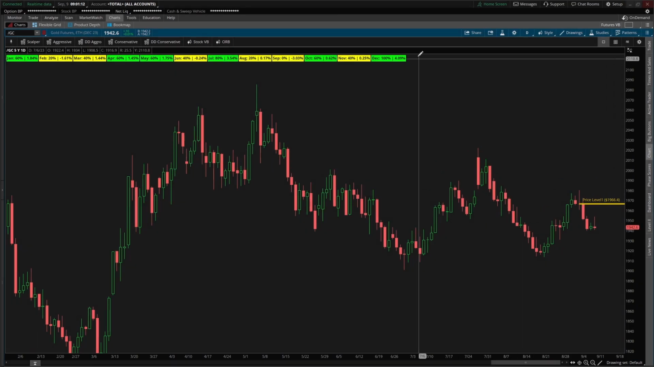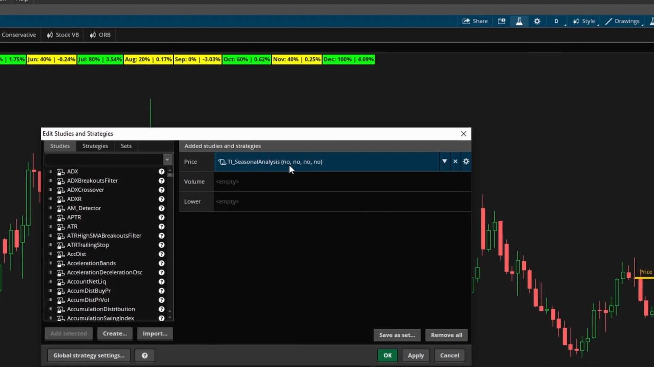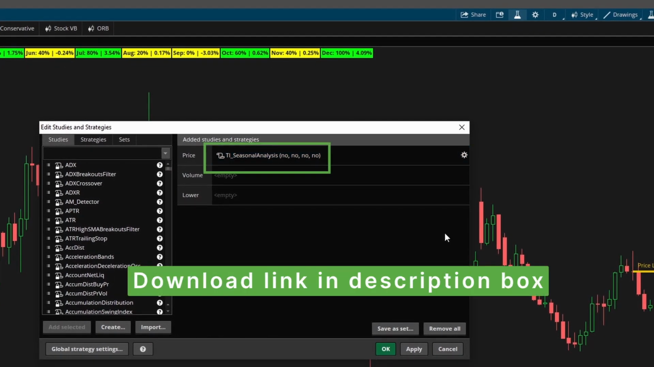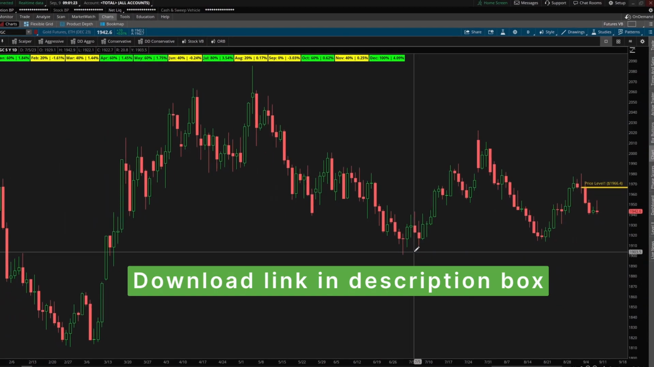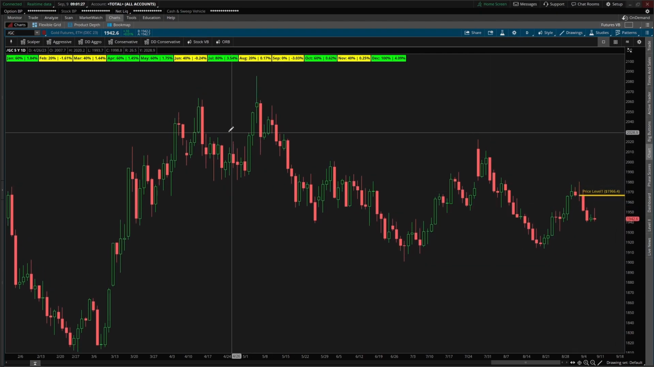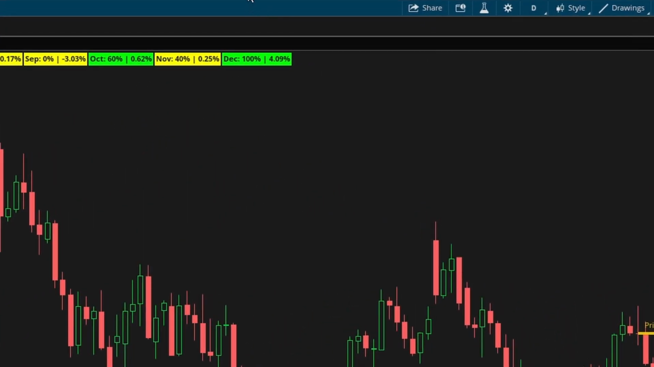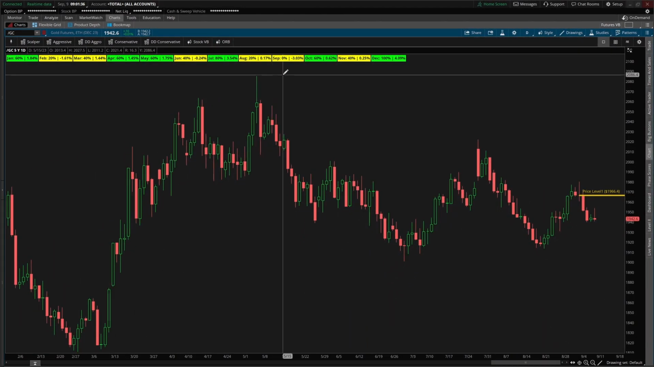Now let's get started by coming into our Thinkorswim charts, and I have the seasonal analysis indicator loaded on. This is a free indicator available to everyone, and I'll leave a link to it in the description box below if you'd like to download it and follow along. Now, I'm on a chart of the gold futures on a daily time frame currently set to 5 years, and we'll soon expand this to 10 and 20 years as well.